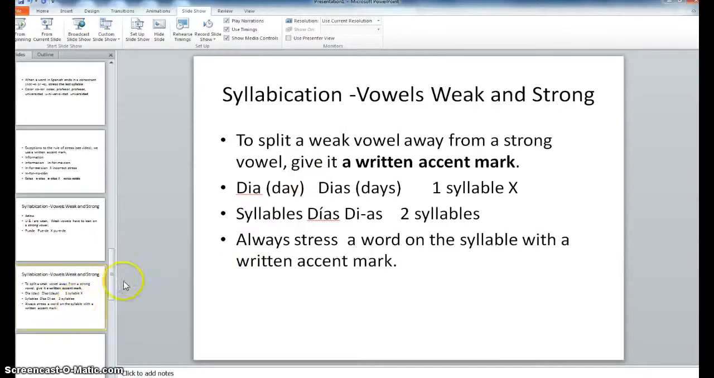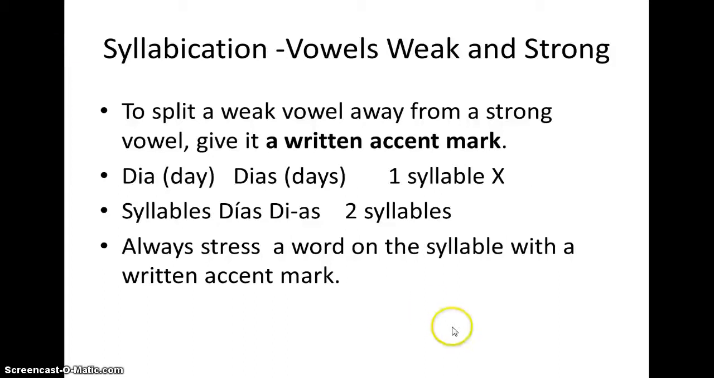Let's see if we have a different example here that we can use. So to split a weak vowel away from a strong vowel, if you ever needed to do that, you have to give it a written accent mark. Let's look at this example, the word día, which we use to mean morning, good morning, buenos días. If there's no accent mark here on the i, this is a weak vowel, you and I are weak. So this is one syllable right here. This would normally be pronounced dia, one syllable. Same here, dias, one syllable.